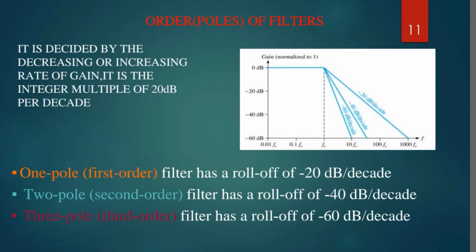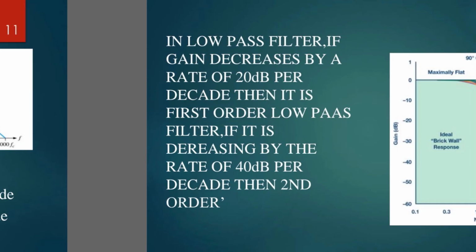One pole, first order filter has a roll-off of minus 20 decibels per decade. Two pole, second order filter has a roll-off of minus 40 decibels per decade, and three pole, third order filter has a roll-off of minus 60 decibels per decade. And then go to next slide.